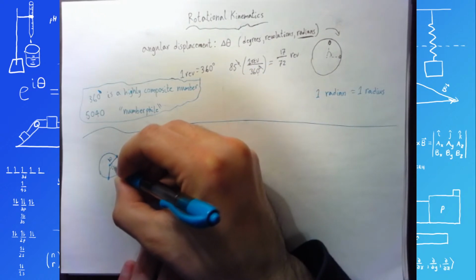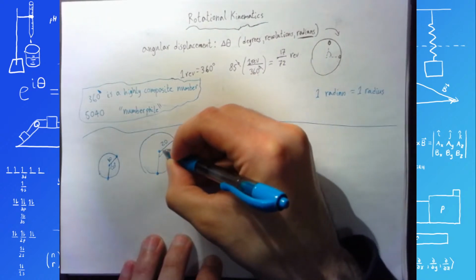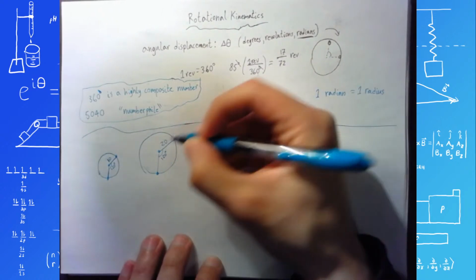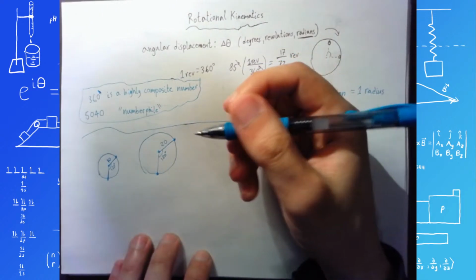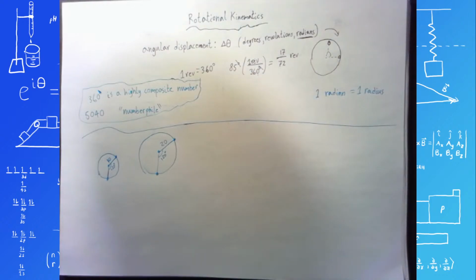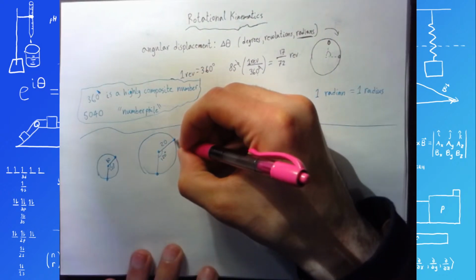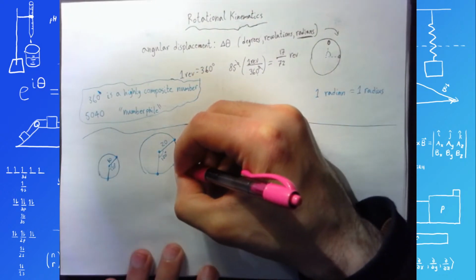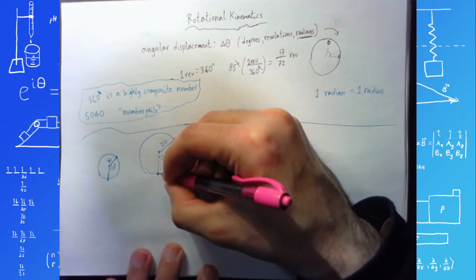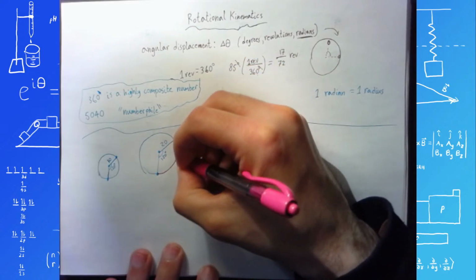So that's 120 degrees, and that's 120 degrees. So rather than defining the angle in degrees, what we can do is define the angle in terms of how many radii worth of arc length you travel. This length over here. How many multiples of the radius will this be?